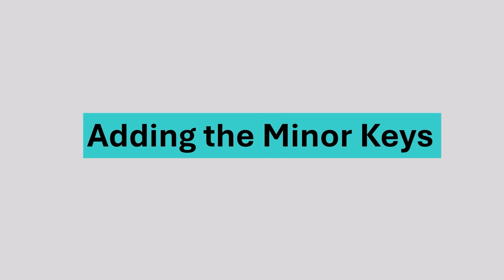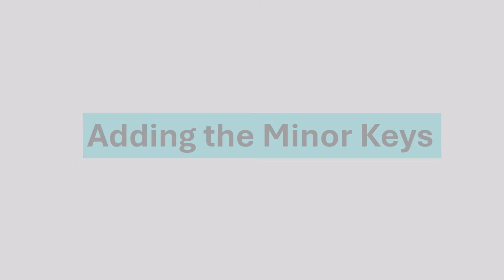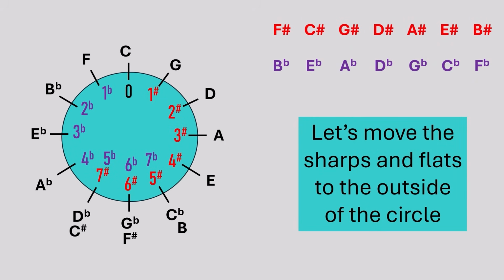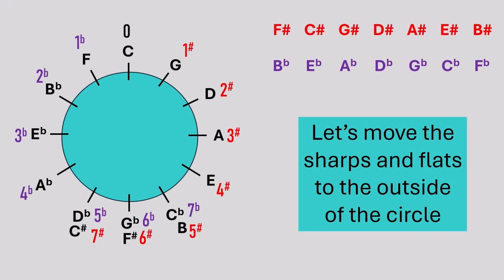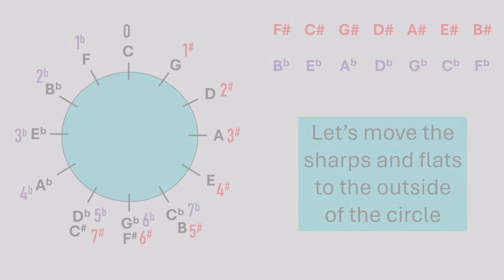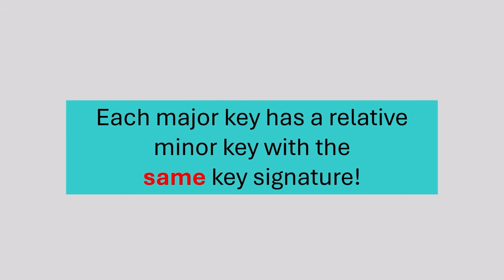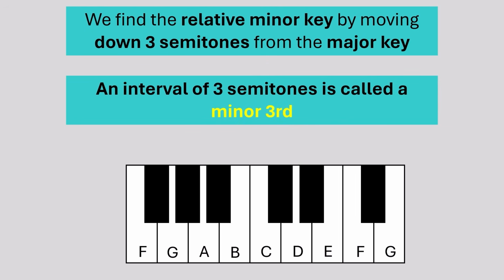Now we've got to add the minor keys. Let's move the sharps and flats to the outside of the circle. Each major key has a relative minor key with the same key signature. We find the relative minor key by moving down 3 semitones from the major key. An interval of 3 semitones is called a minor third.